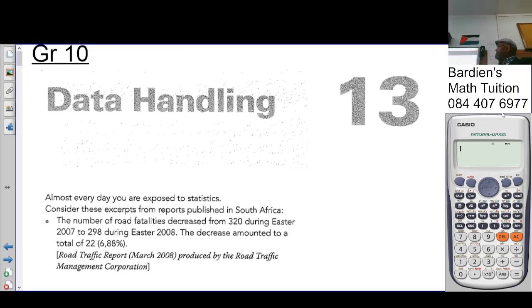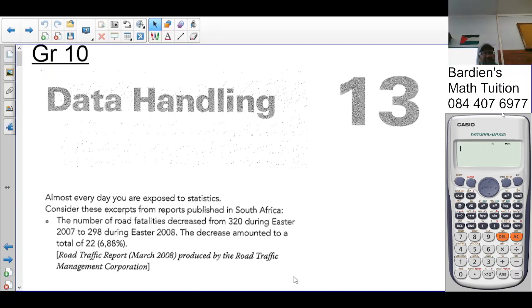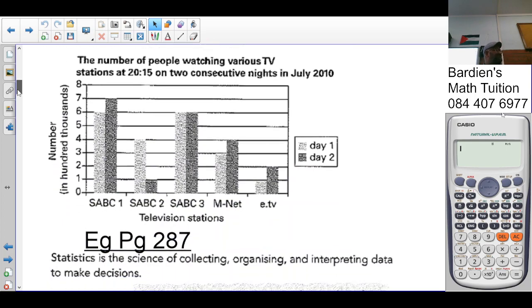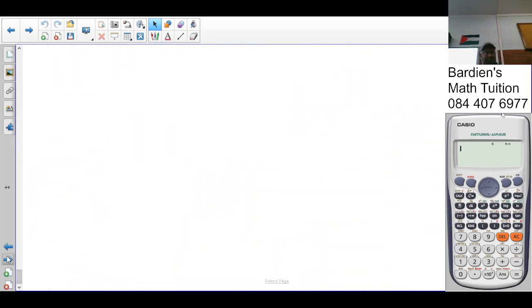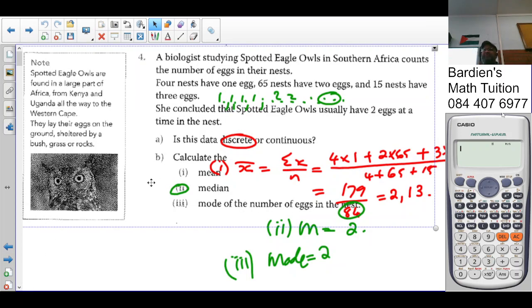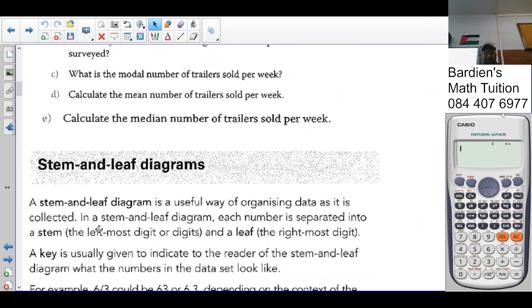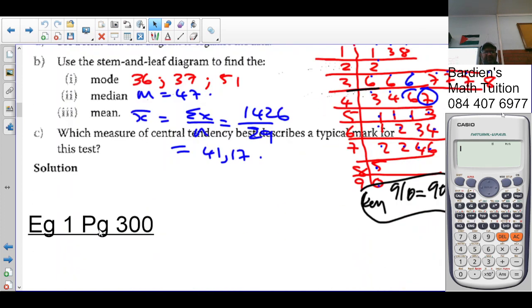Okay, good morning class. So today we're looking at data handling. You guys had some homework. I think we're busy with the stem and leaf diagram. Yes? Yeah, I'm waiting for Ms. Dixon to send the memo and stuff. Okay. So we are busy with the stem and leaf diagram, correct?